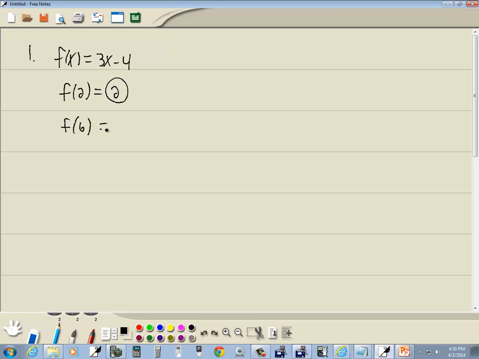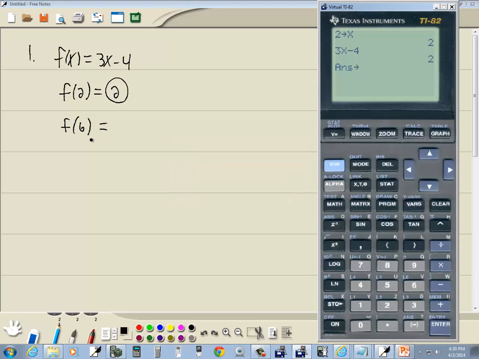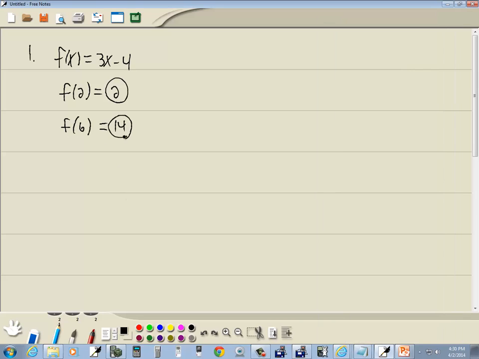Now let's say I want to do f of 6. Well, I'm going to store 6 into x, so I'll do 6, store, and then x, and press enter. And then we have to bring up 3x minus 4. Now if I do second enter, and then second enter again, it cycles back through your history. And you'll eventually get back to 3x minus 4, and then you press enter on it, and that gives us 14.